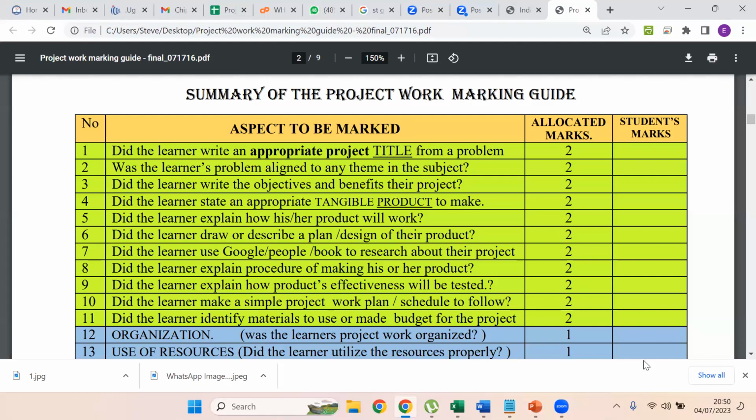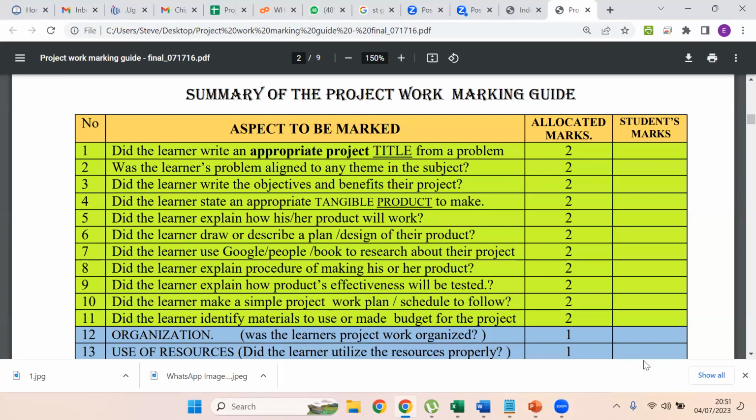So when we go to the learner write an appropriate project title, that comes down to after the learner stipulating a problem, did they manage to come up with a title? Yes, we have dust in the lab. What is your project title? The title maybe should come from an essence of making a motor blower so as to eliminate dust from the computer lab. I'm using examples of what our students have done. And then was the learner able to align to any theme in the subject?